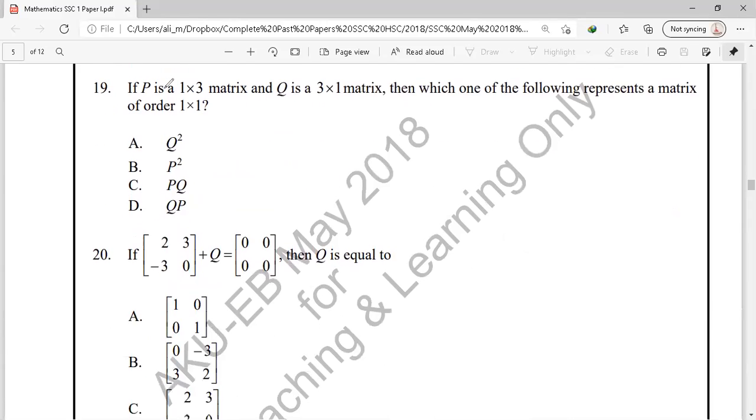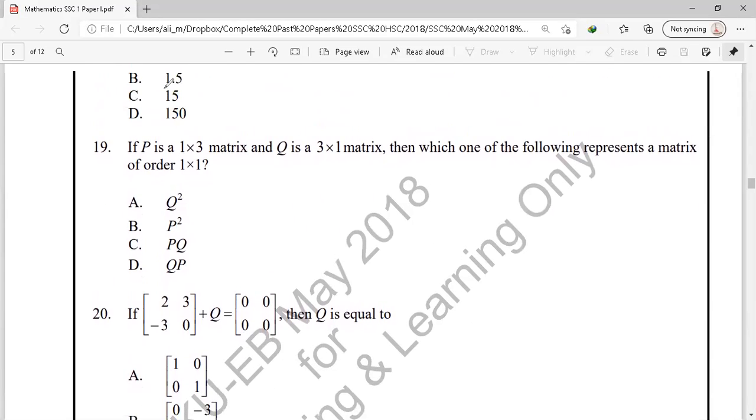Let's see question number 19. In question number 19, P is a matrix and Q is a matrix. And the orders of these matrices are given. It is 1 by 3 and it is 3 by 1. Which of the following matrices represents the order of 1 by 1?